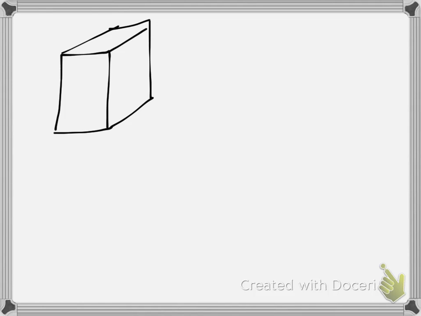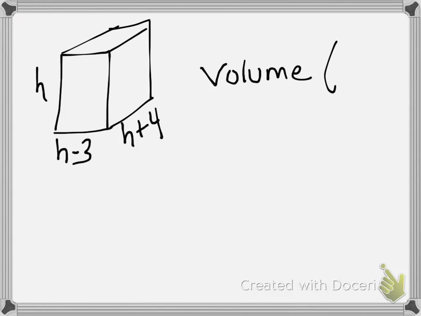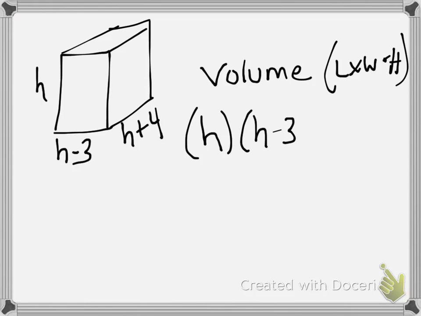The last part is a little bit of geometry. You have a 3D figure, and that 3D figure has the length of h minus 3, or the width, the length of h plus 4, and the height of h. And it asks you to write a polynomial to represent the volume. Remember that volume is length times width times height. So I would take the height times the width times the length.